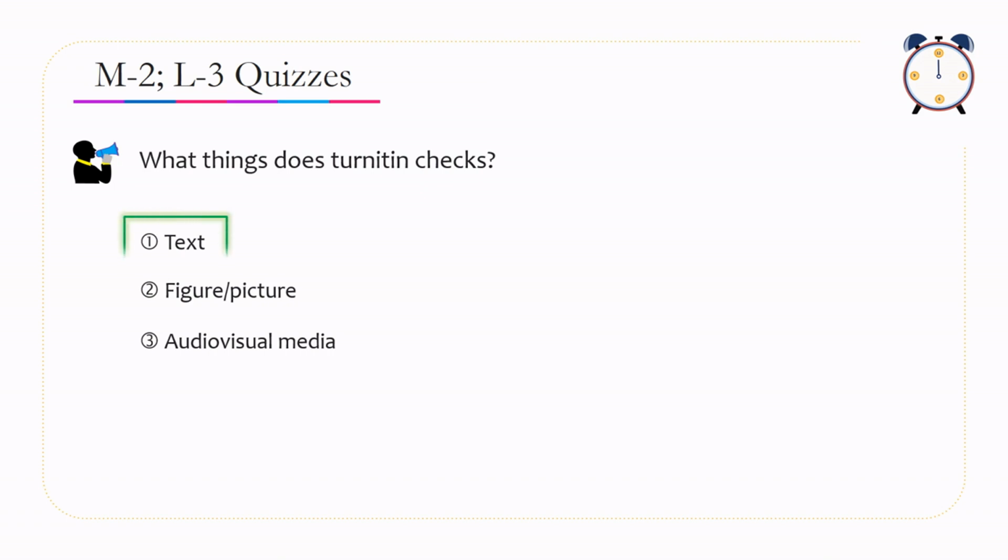The right answer is option 1. Turnitin only checks similarity for texts. It does not check similarity in pictures or any other media.